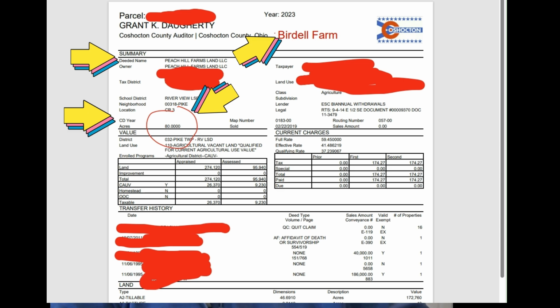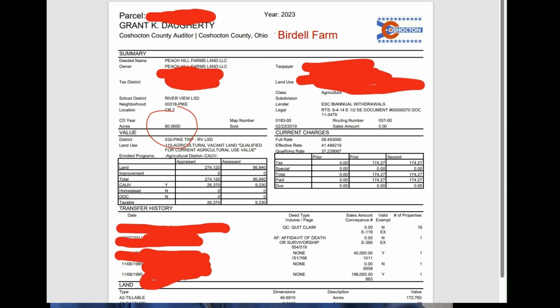If you don't have your tax cards, you can get them online from the county auditor website, and you can just write down the various parcels, the acreage, the parcel numbers and the farm number, and that will also be very helpful to your attorney.